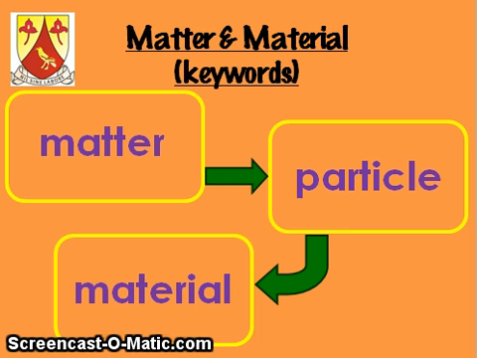So everything is made of matter. A particle is a tiny bit of matter, and material is a whole bunch of little particles put together. So those are linked like that. So you can remember the three of them like that. Matter is absolutely everything. Particle, tiny bit of matter, and material is a couple of particles.